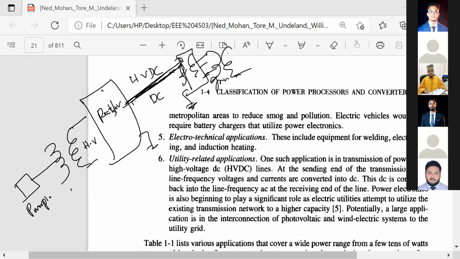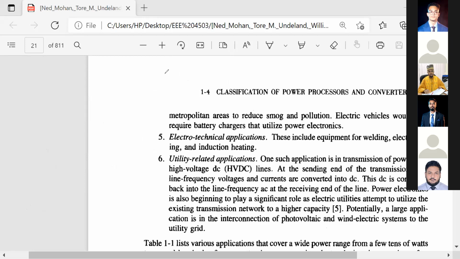The reason we want to use DC is less loss; capacitive and inductive effects will not be there, and also the corona effect, you know that. With high voltage AC, the air around it will be ionized and there will be some losses over there, and that will be minimized. So these are the main applications of power electronics.